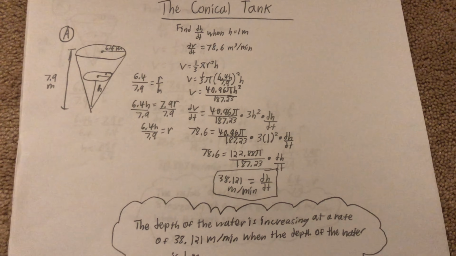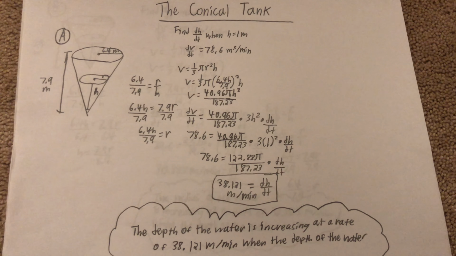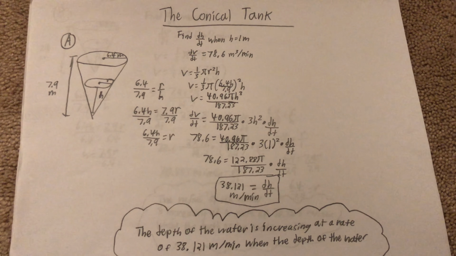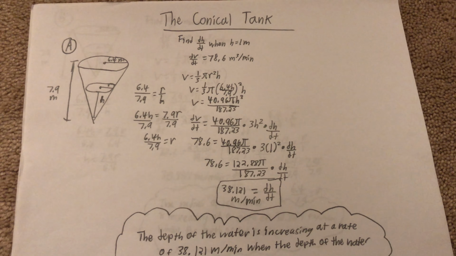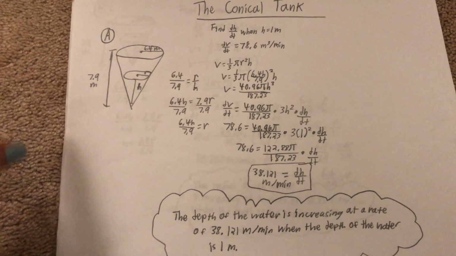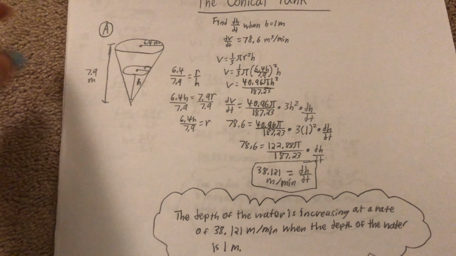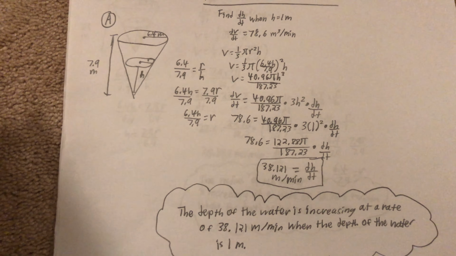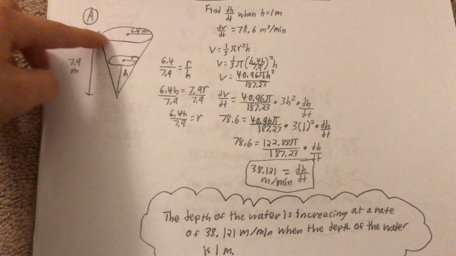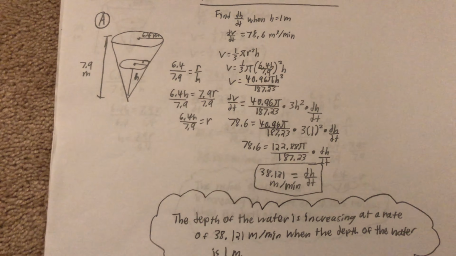We had the conical tank problems. For part A, we are asked to find the rate at which the depth of the water is changing when the depth, or h, is 1 meter. So first, we need to draw the cone, and there are two similar cones, the one that is represented by the water and then the overall tank.